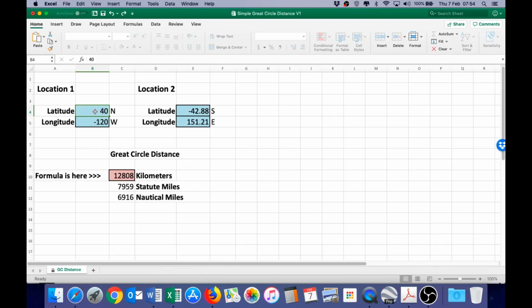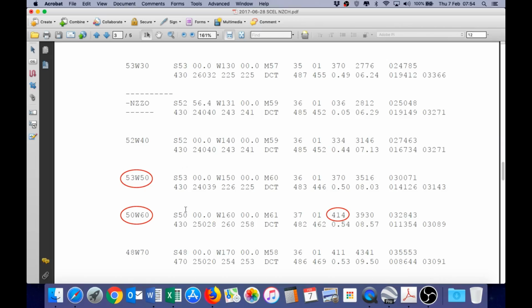Let's put that in. South 53 and west 150. And the second waypoint, south 50 degrees latitude, west 160. And the flight plan is showing us a distance of 414 nautical miles. Let's see if the calculator agrees.